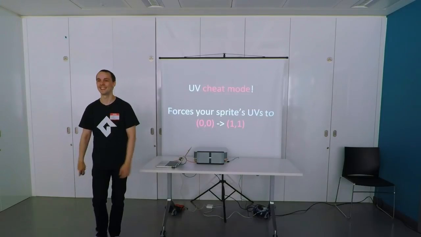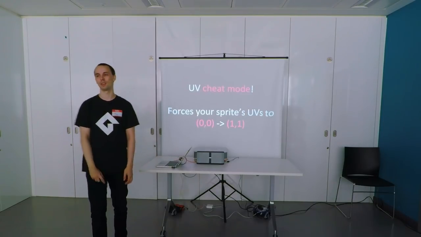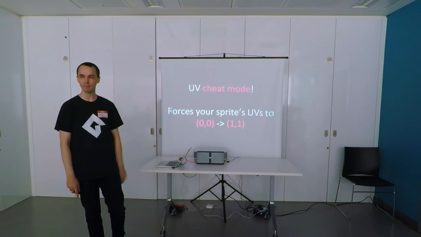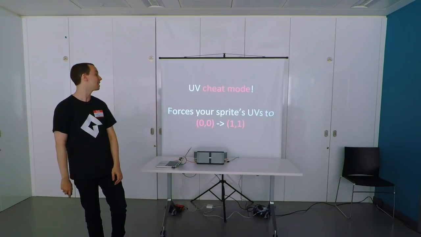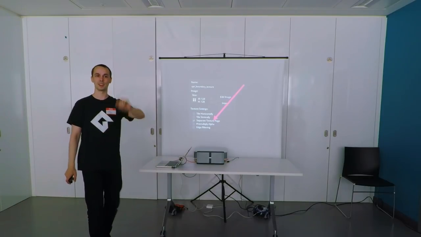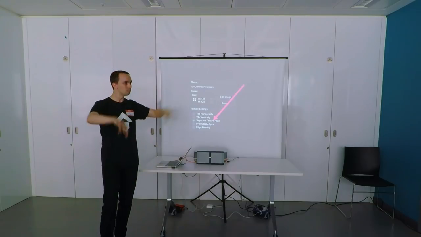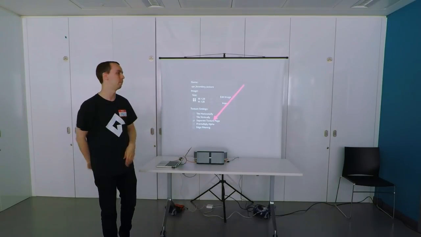Well, good news, there's a cheat mode in GameMaker. It forces your sprite to use UVs from 0.0 to 1.0, and it's located in the sprite properties. In the Playdate version, it's called separate texture page. What this does is when it packs the sprite, it'll put it onto its own texture page so that it has UV coordinates from 0, 0 to 1, 1.